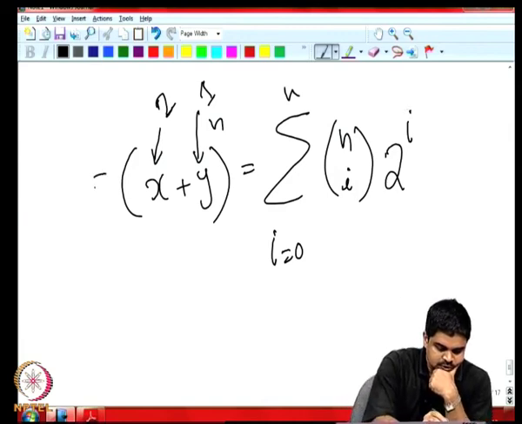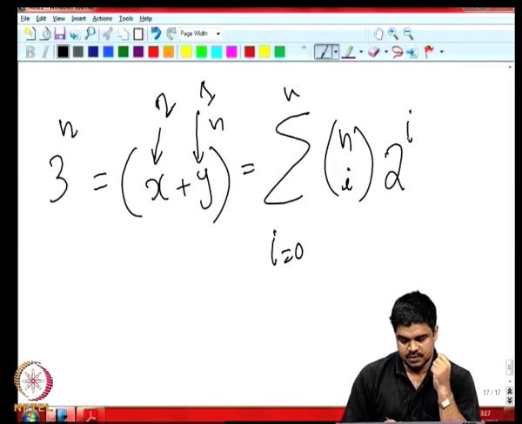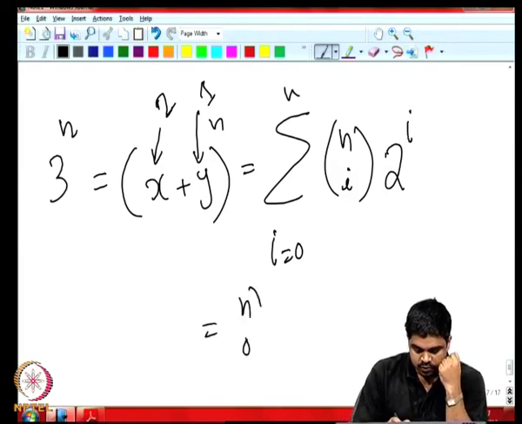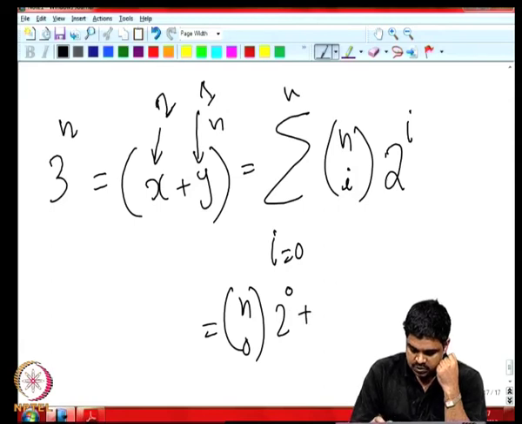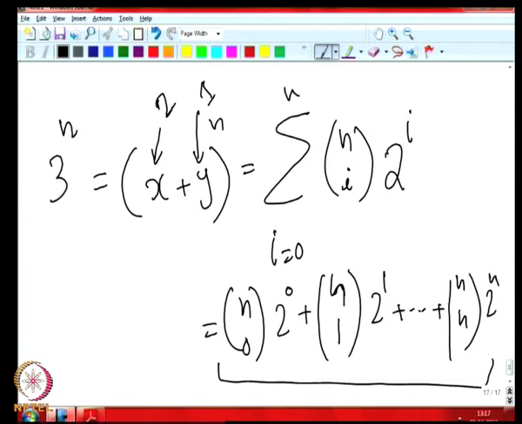If I put it here, this will be 3, because 2 plus 1 is 3. So 3 raised to n is equal to the sum for i equal to 0 to n of n choose i into 2 raised to i, that is, n choose 0 into 2 raised to 0 plus n choose 1 into 2 raised to 1, and so on up to n choose n into 2 raised to n. Interesting. If you add up these things, you should get 3 raised to n. So we can produce such interesting equalities using this binomial coefficient. It may come in very useful sometimes.